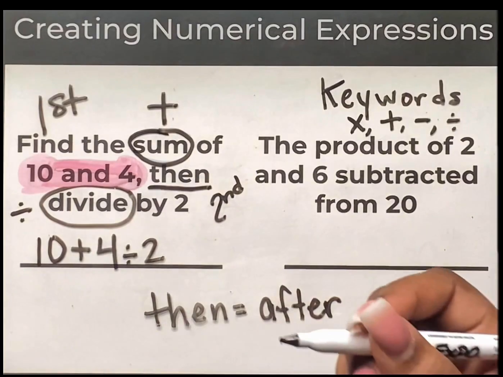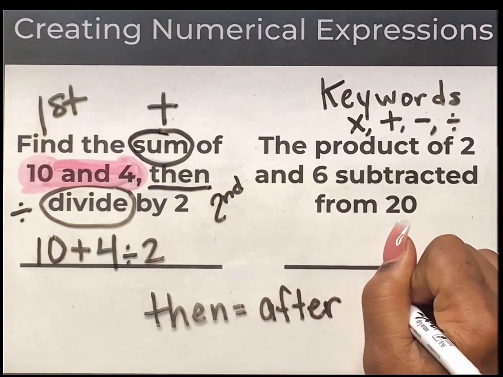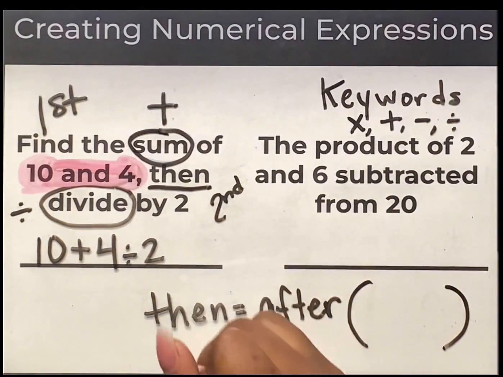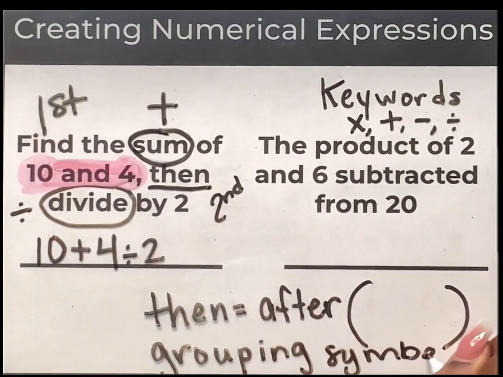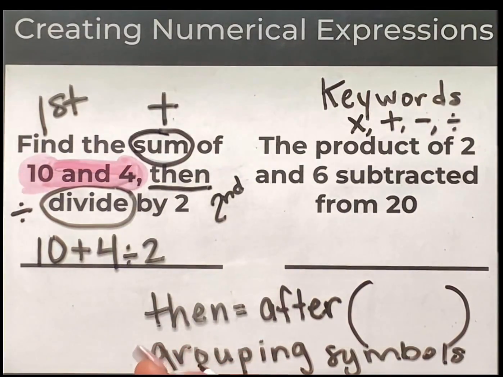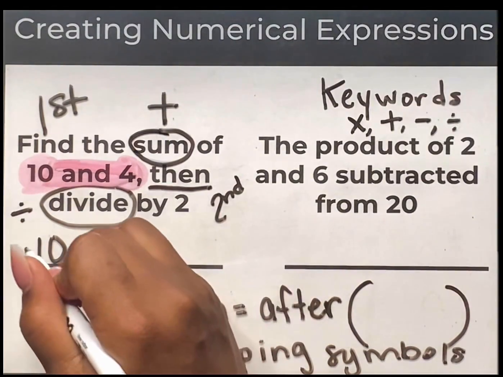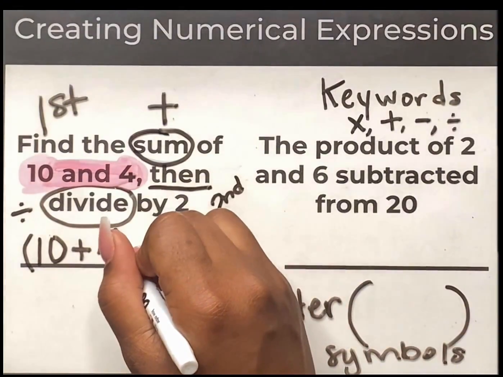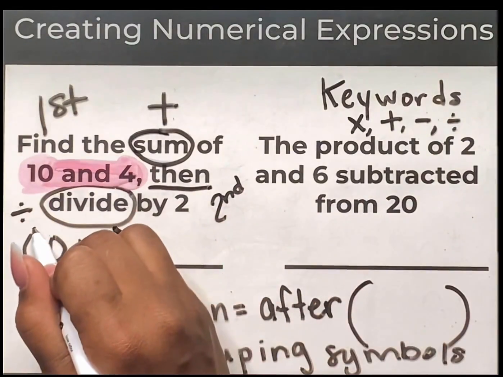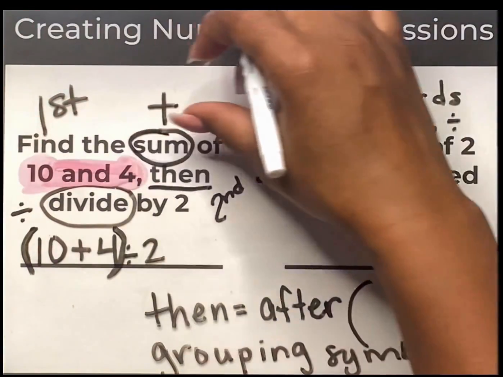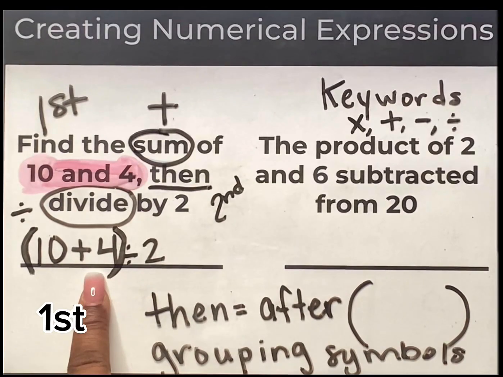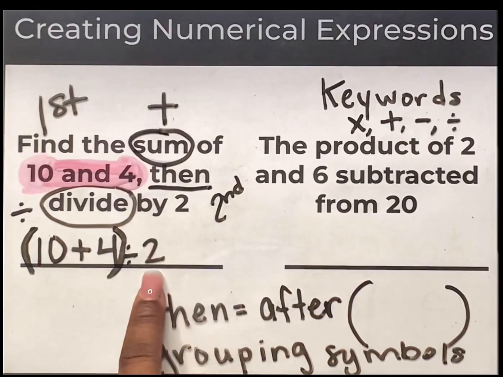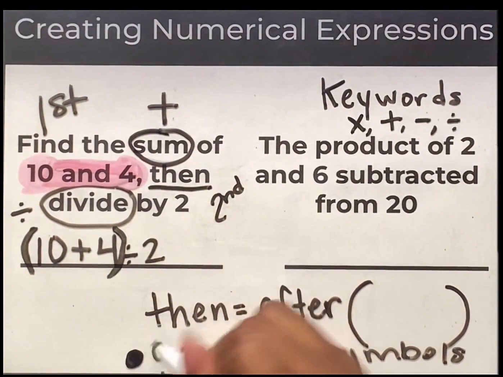Remember, when we have numerical expressions, we sometimes have these. What are these called? Hopefully you said they're called grouping symbols. Those grouping symbols help determine what is going to be completed first within that numerical expression. So we're going to place grouping symbols here, one in front of 10 and one behind the 4. We're going to do that because, as stated here, find the sum of 10 and 4 first, right? So because we're going to do that first, we're going to put them in grouping symbols. Then we what? Divide by 2. So don't forget the grouping symbol. That's major.